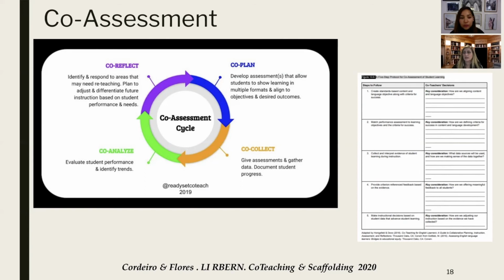Co-assessing can be facilitated by using tools such as the one pictured here, titled the 5-Step Protocol for Co-Assessment of Student Learning, from Co-Teaching for English Learners by Dove and Honigsfeld. This provides a step-by-step guide to assessing, as well as key considerations for co-teachers to incorporate during this phase of the co-teaching cycle.